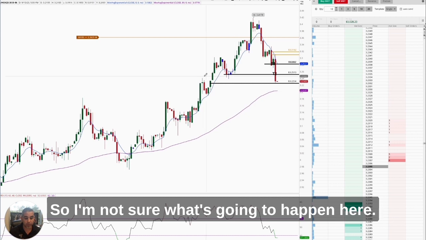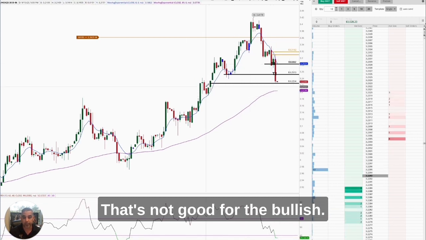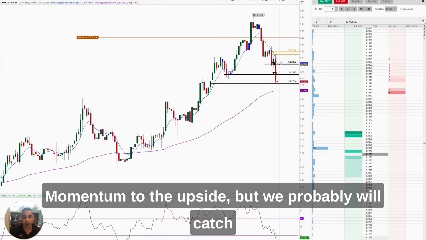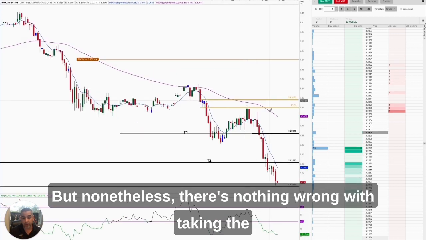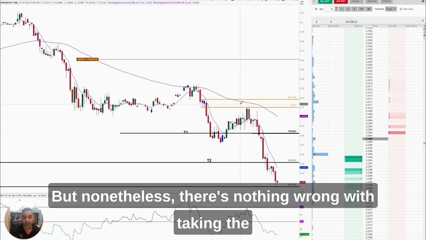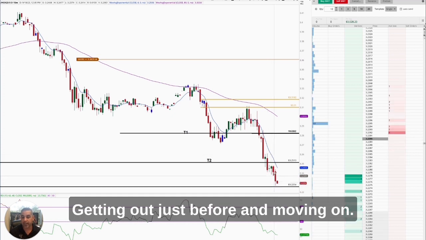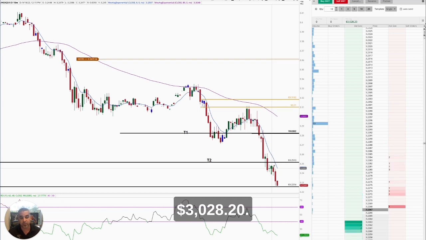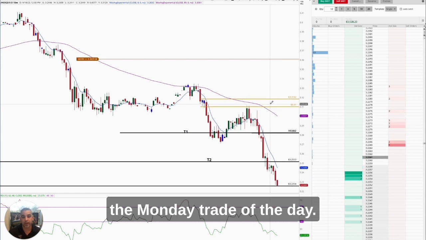So I'm not sure what's going to happen here as we push down. We're below 40. That's not good for the bullish momentum to the upside, but we probably will catch a bounce from the higher time frame area. But nonetheless, there's nothing wrong with taking the short down into that higher time frame area, getting out just before, and moving on. This is the only trade that I've taken today, $3,028.20. So there you guys have it for the Monday trade of the day.